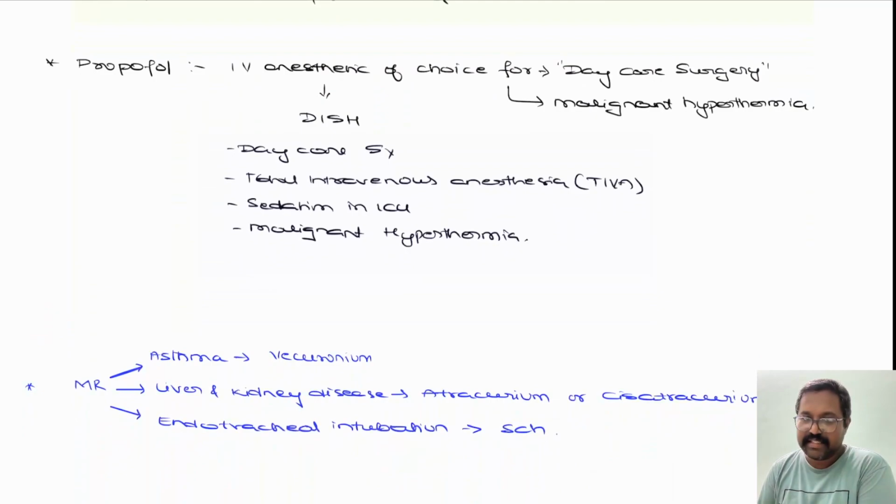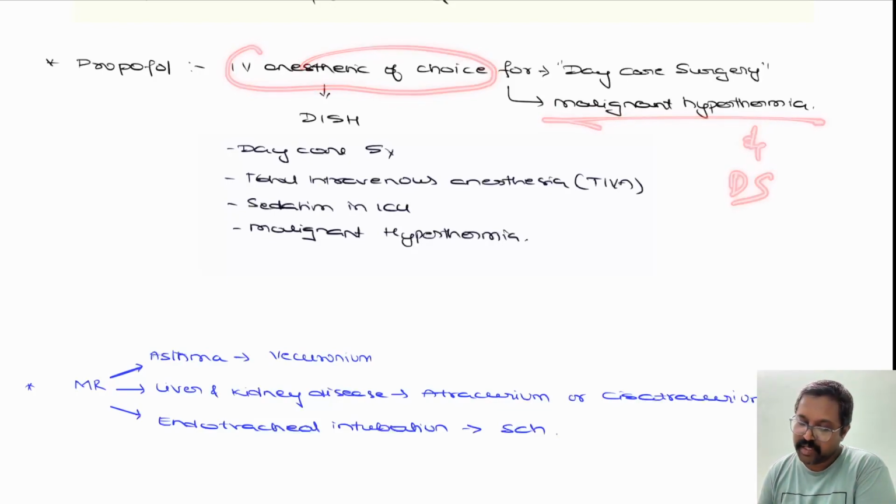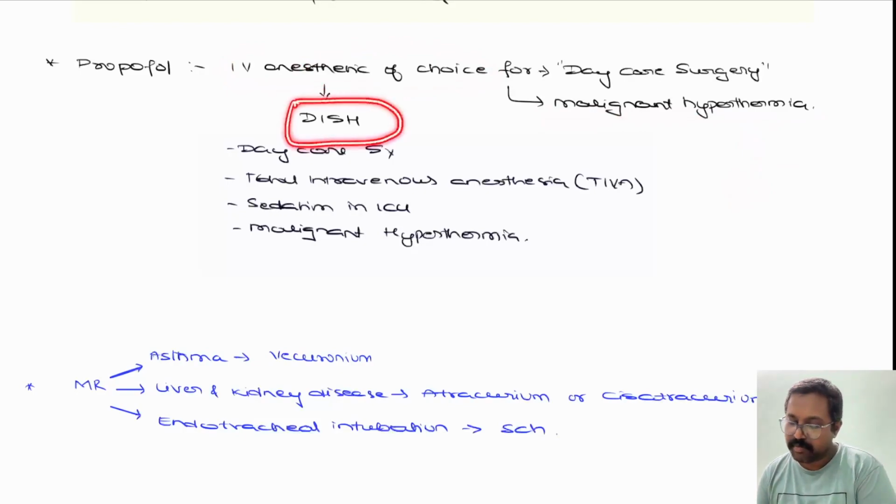Next, coming to the propofol. As you can see, propofol is the IV anesthetic agent of choice for daycare surgery, and the IV anesthetic agent of choice for malignant hyperthermia. Please don't confuse: propofol is the IV anesthetic agent of choice in case of malignant hyperthermia, but the drug of choice will remain dantrolene sodium. So from the word DISH, you can remember propofol.